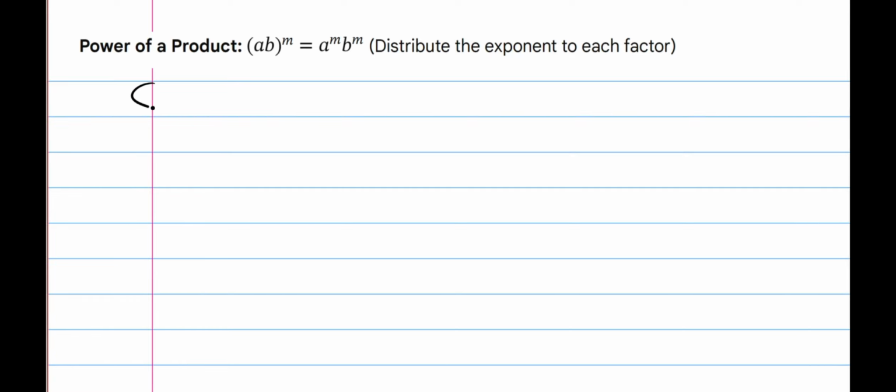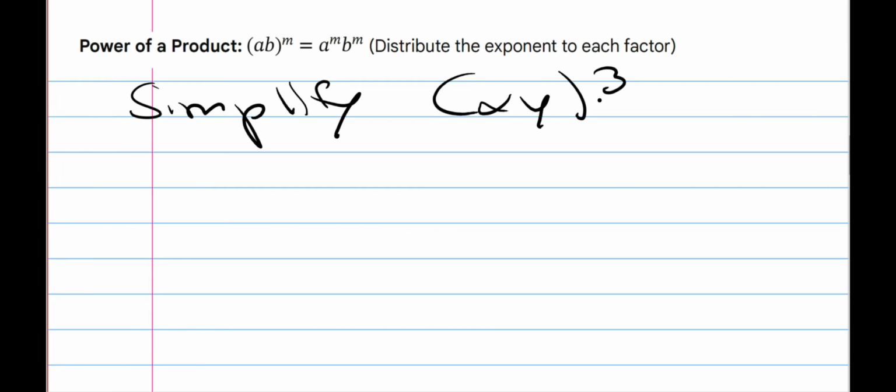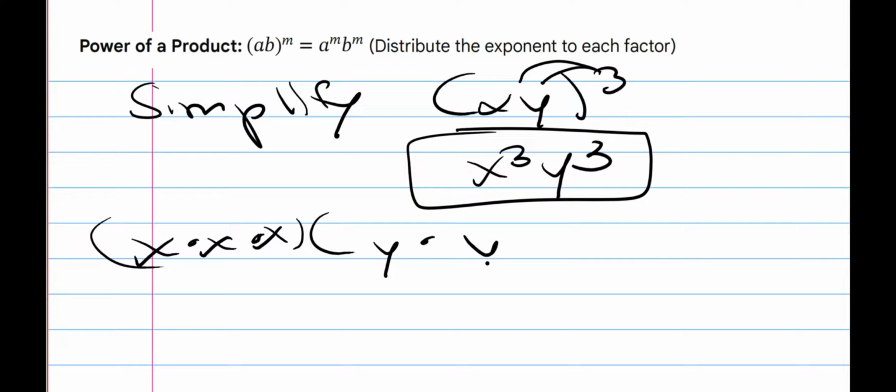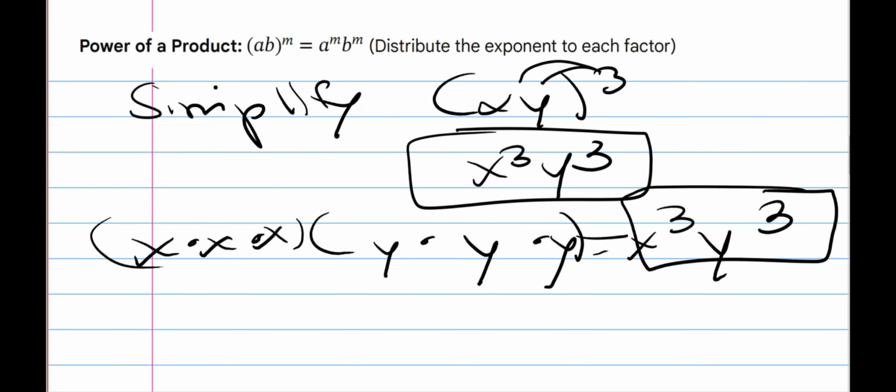So simplify (xy) cubed. Basically, you just need to distribute the exponent to each one of them. That would give us x cubed and y cubed. If you expand both of these, that would be x times x times x, in a parenthesis, y times y times y. And that would give us x cubed y cubed. That's how simple it is.